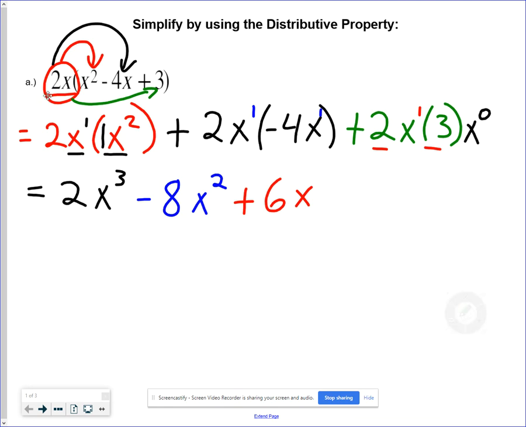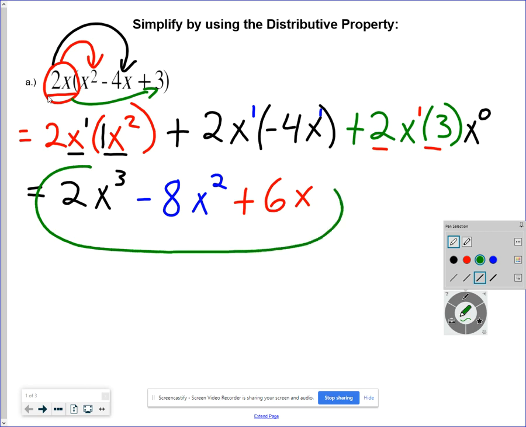So when we use the distributive property, this is what we expect to get.